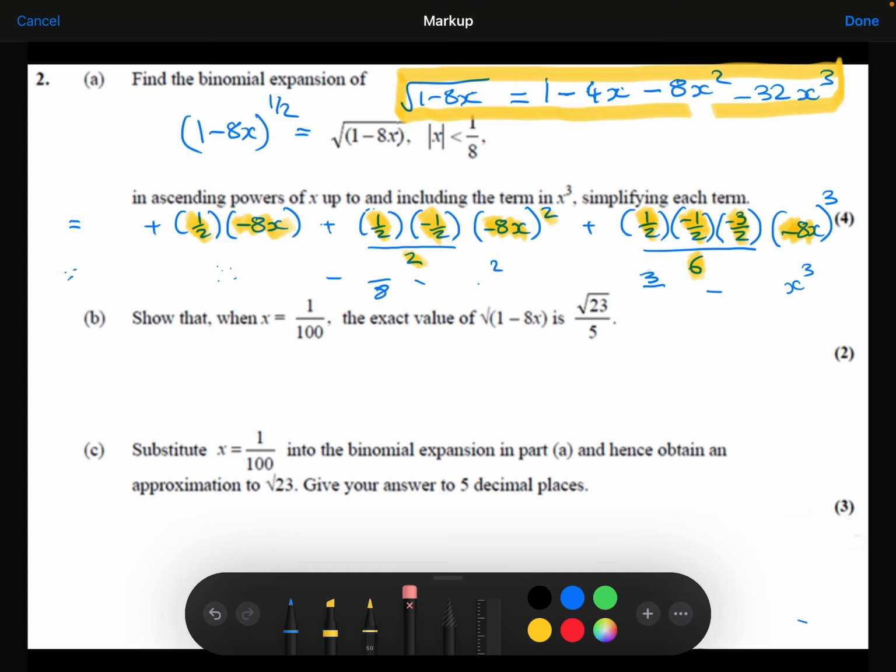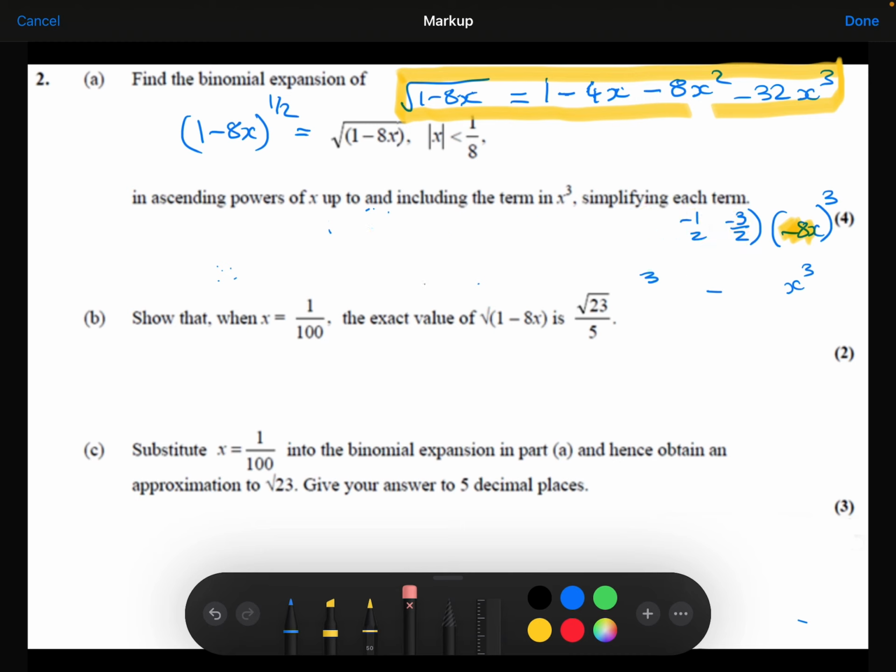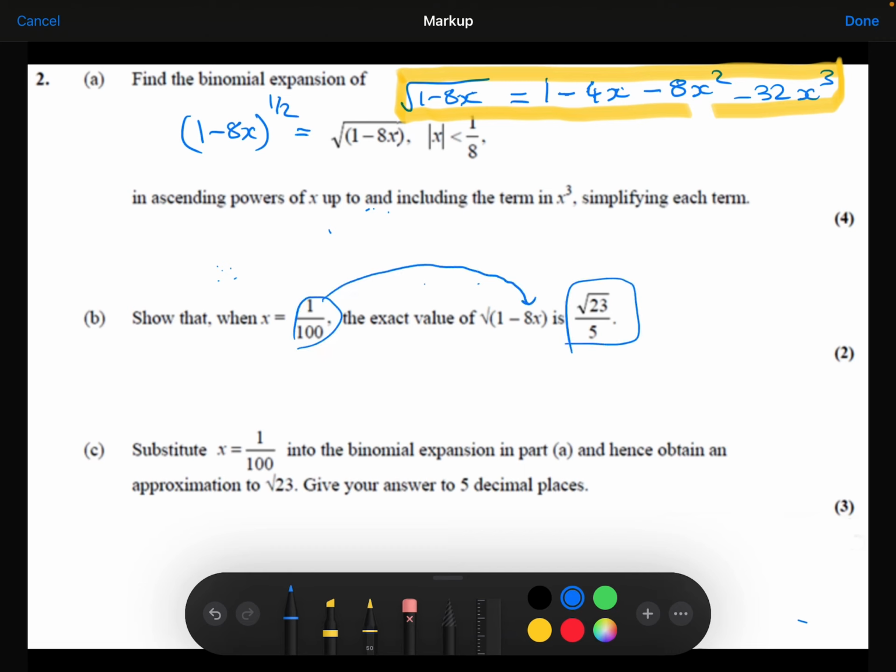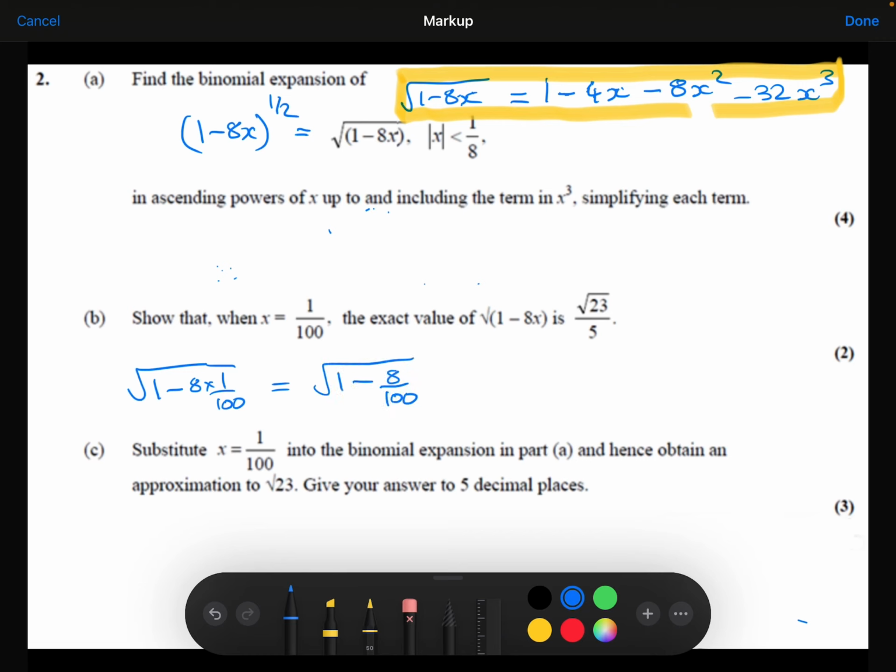Part B. Show that when x equals 1 over 100, the exact value of root 1 minus 8x is root 23 over 5. So if I substitute 1 over 100 instead of x here, I should get this. I need to show that. So the square root of 1 minus 8 times 1 over 100. Well, 8 times 1 over 100 is 8 over 100.